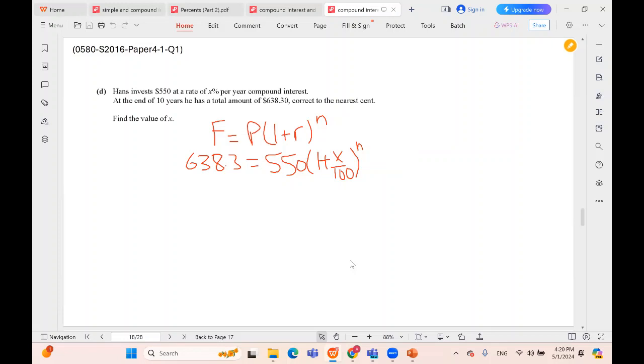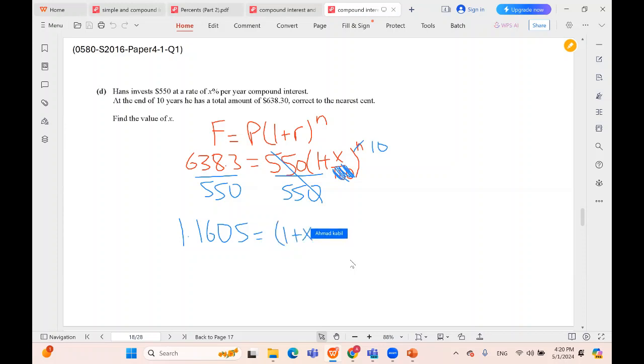So either you write X or X over 100. You can just not write over 100, but at the end you remember to move the decimal 2 places to the right. That will work as well. You can divide by 550 on both sides. And of course, N here is 10 because they said 10 years. These will cancel out. So you have 638.3 divided by 550, which is 1.1605. And this is equal to 1 plus X to the power of 10.